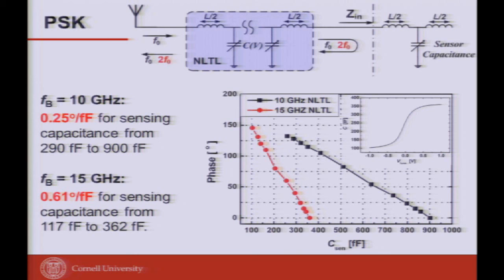For the range of the change of the capacitance, that gives you about 9 bits of precision you can read of the sensing capacitance.